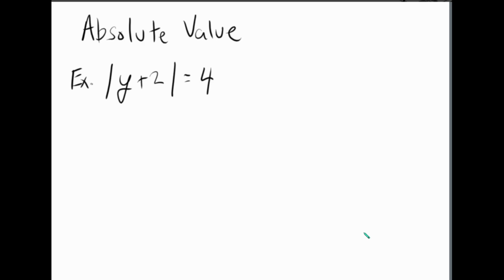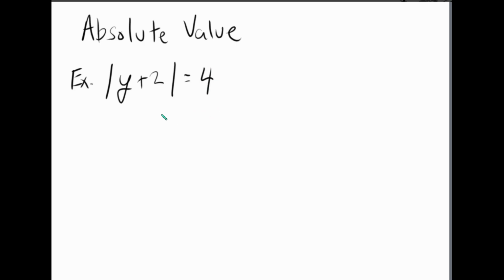Whenever we come across one of those equations that are set equal to a negative number, that will result in no solution, because there's no possible value for the variable that could make the equation true. However, in this example that we're looking at, the absolute value of y plus 2 equals 4, this does have a solution because it's set equal to a positive number.